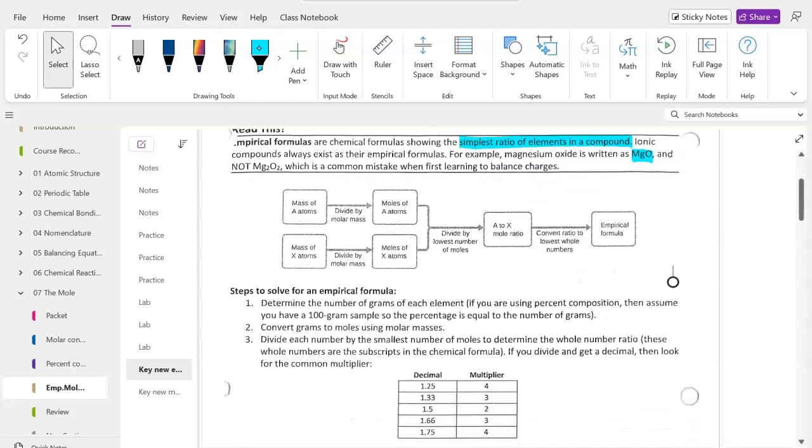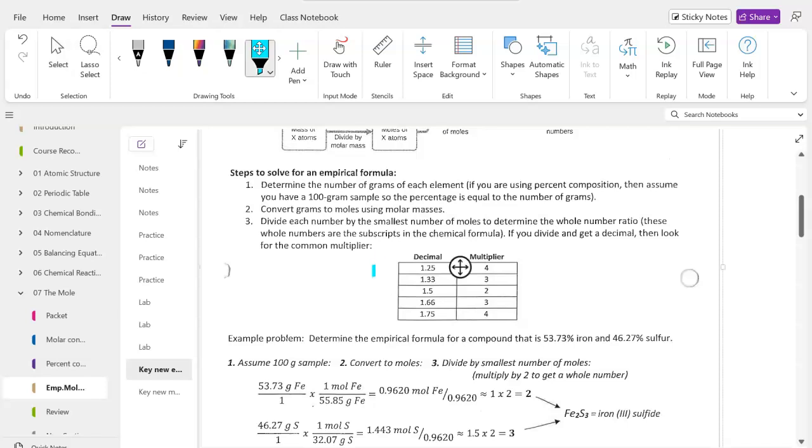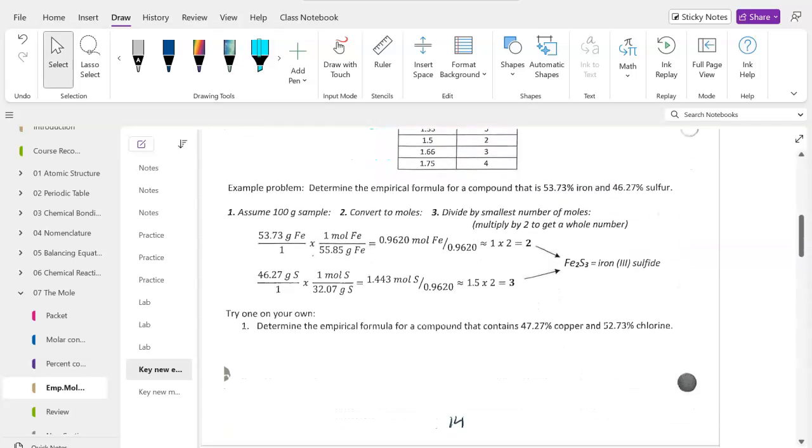Taking a look down below, we give this nice little flow chart of how to solve and the steps to solve for an empirical formula. We give you some little hints right here in case the numbers don't work out all that nicely. So let's take a look down below.